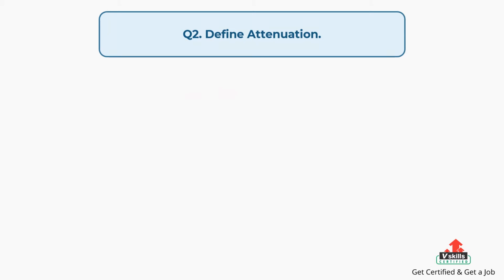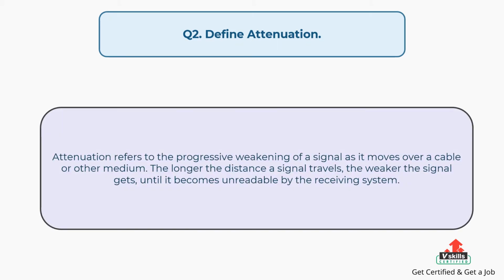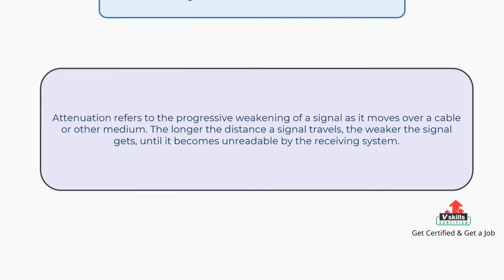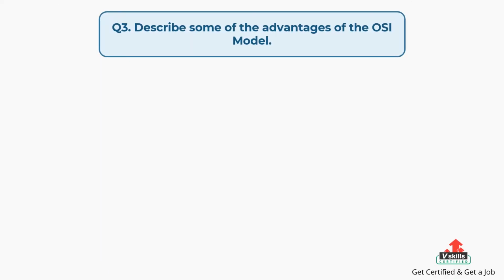Question number 2. Define attenuation. The answer is, attenuation refers to the progressive weakening of a signal as it moves over a cable or other medium. The longer the distance a signal travels, the weaker the signal gets, until it becomes unreadable by the receiving system. Question number 3. Describe some of the advantages of the OSI model.